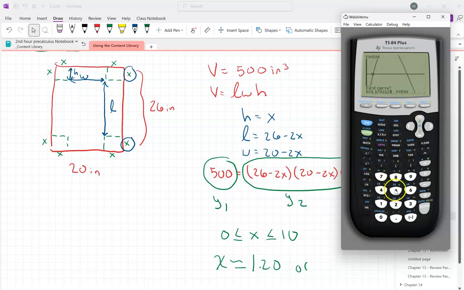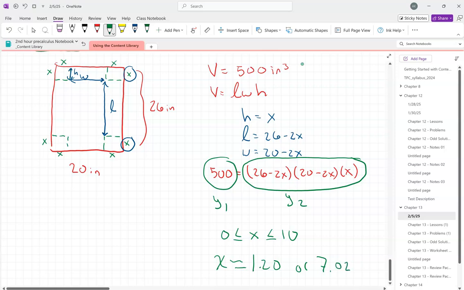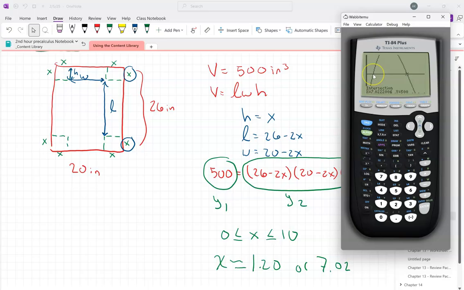So I'll go and find the other one now. So I go back, intersect command, first curve, second curve, just press enter on each of those. And then for my guess, I gotta move over by that other intersection that I'm looking for. And 7.02. That was the first intersection I found. That one over there.